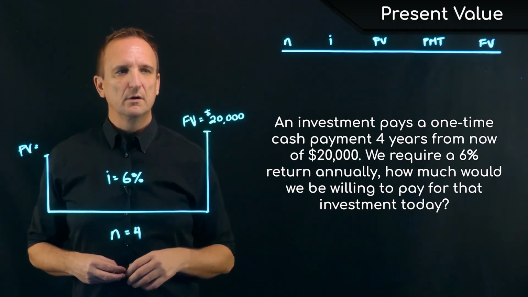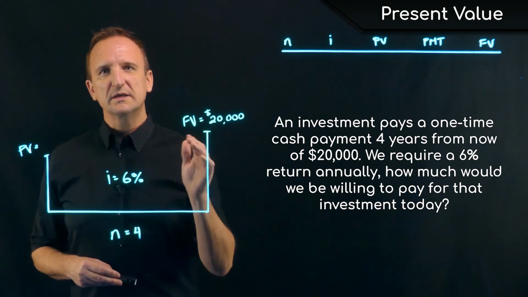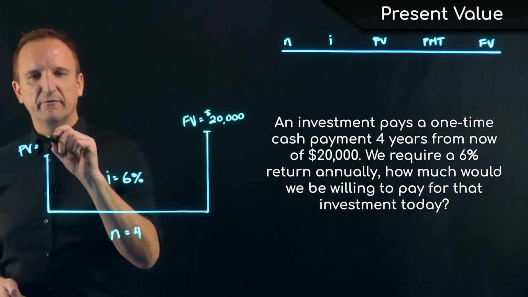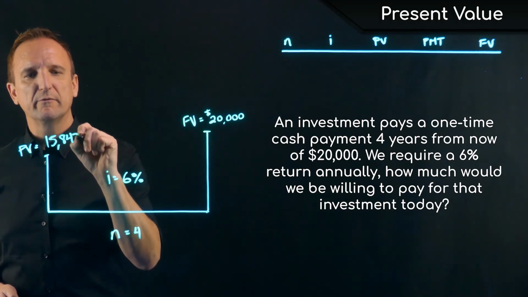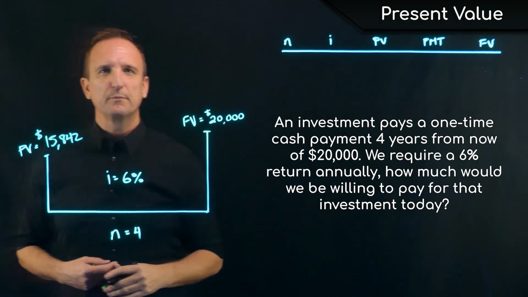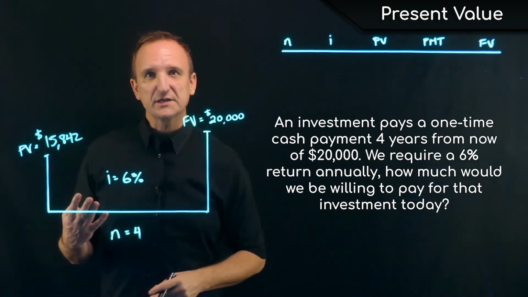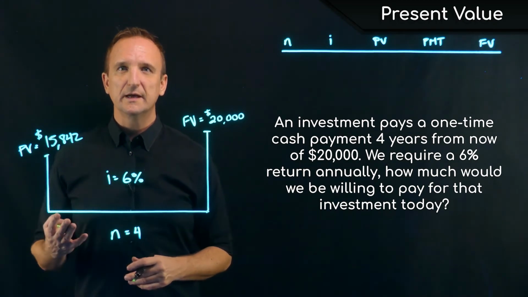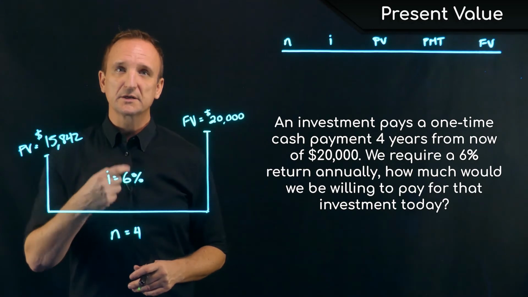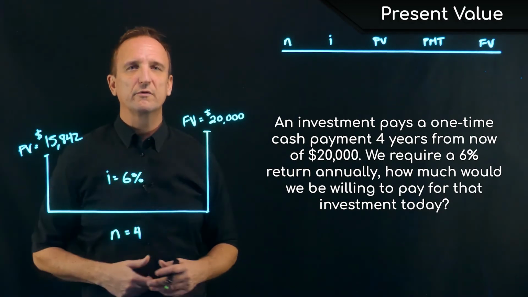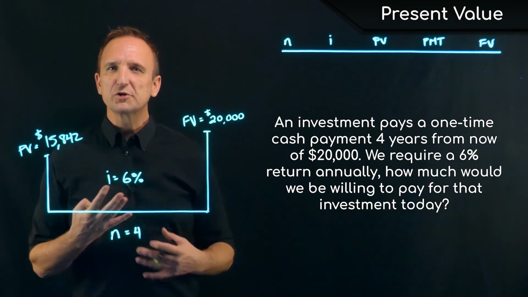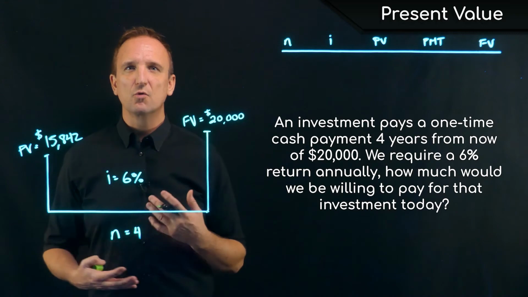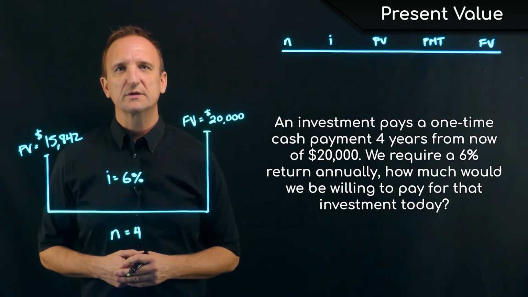In other words, $20,000 discounted back 4 years at 6% is $15,842. In other words, an investment of $15,842 today that compounded at 6% for 4 years would be worth $20,000. Now I'm going to show you how these are input into the financial calculator so we can start working through some of these problems together.